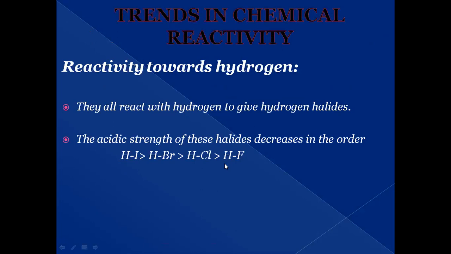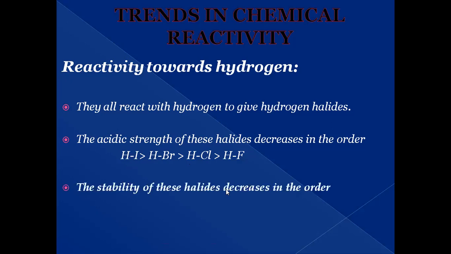It is because of, again, the bond dissociation energy. The bond dissociation energy in HI is the least, so it breaks very easily, so it gives H plus very easily. In HF, the bond dissociation energy is high. Obviously it is HF, so the bond is short. It will be strong, so it will not be able to give the hydrogen ion so easily compared to HI. So it is HI first, then HBr, then HCl, and then HF.